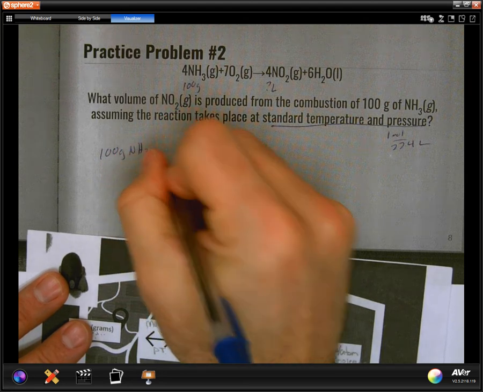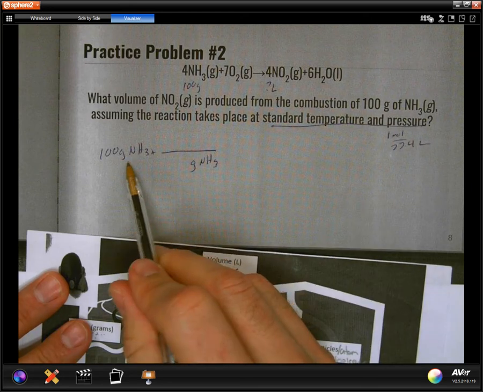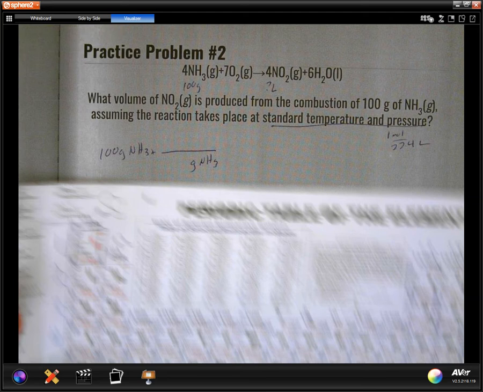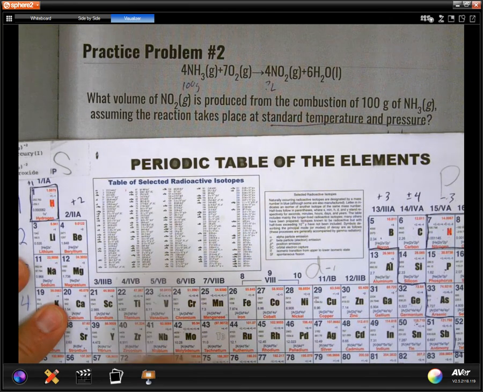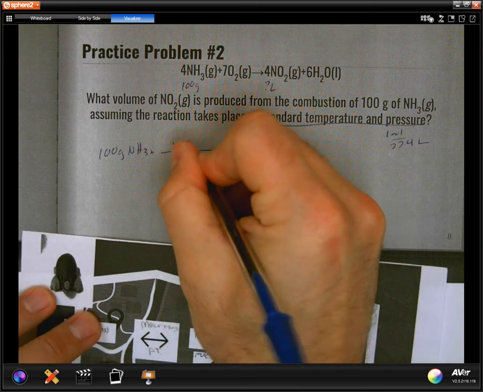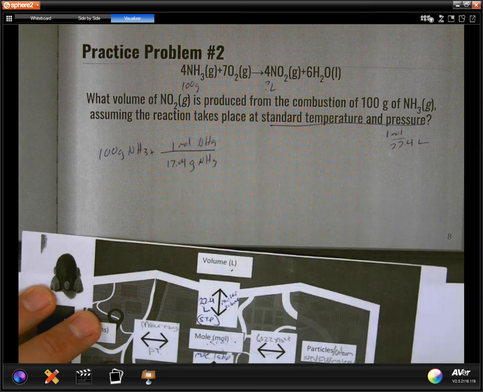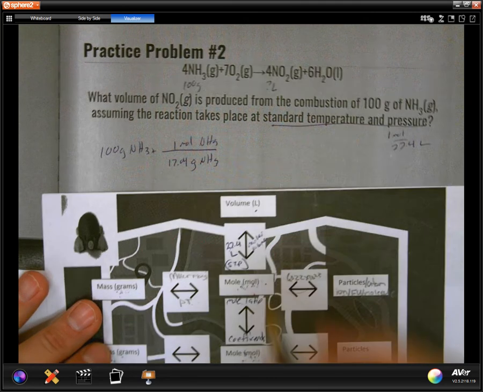Step two, follow your units. If I have grams of NH3, I have to have grams of NH3 down here. If I look at my periodic table and add up the mass of my nitrogen and my hydrogen, we're going to see that 1 mole of NH3 equals 17.04 grams. Now I just converted from here to here. I've got to keep going.